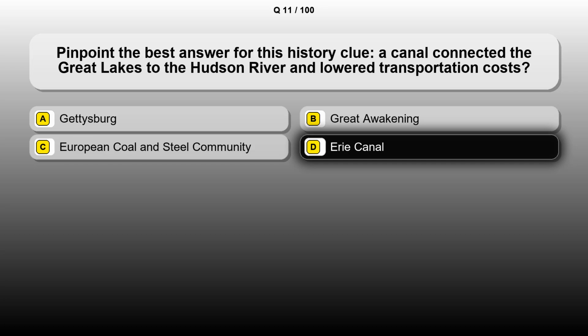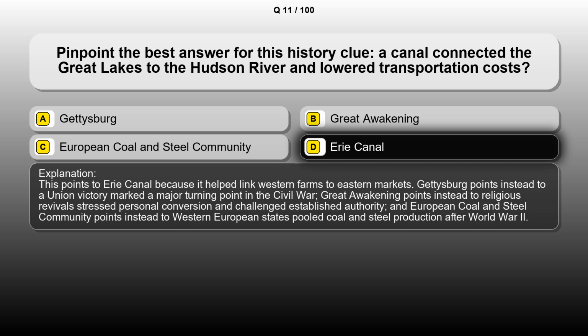The correct answer is option D, Erie Canal. This points to Erie Canal because it helped link Western farms to Eastern markets. Gettysburg points instead to a Union victory marked a major turning point in the Civil War. Great Awakening points instead to religious revival stressed personal conversion and challenged established authority, and European Coal and Steel Community points instead to Western European states' pooled coal and steel production after World War II.